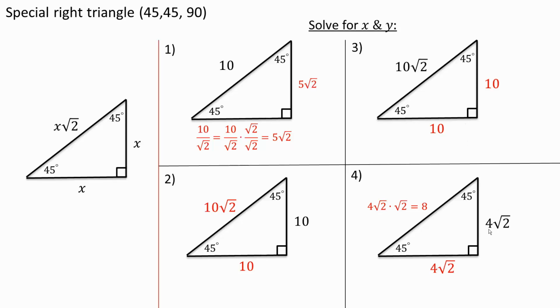So they gave us one side which corresponds to 45 degrees, which is 4 times the square root of 2. And so I know the other 45 degrees will be the same length because it's the same angle. And the side opposite to 90 degrees will be that value times the square root of 2. So we would get 4 times 2, which is 8.